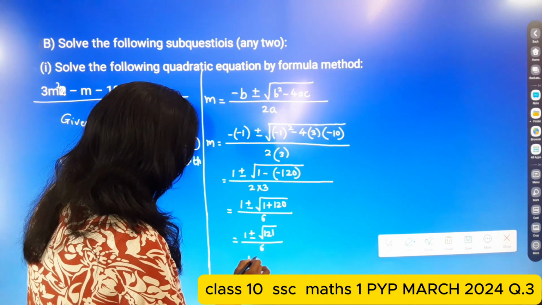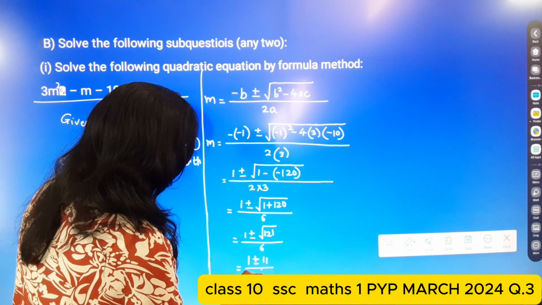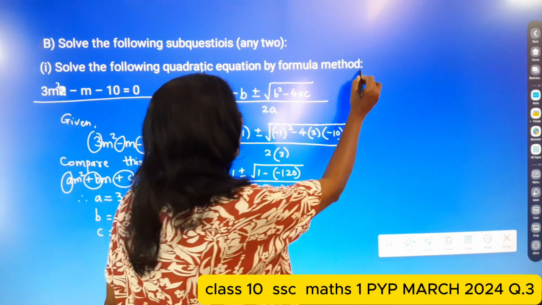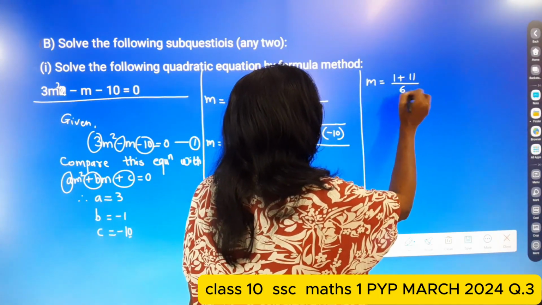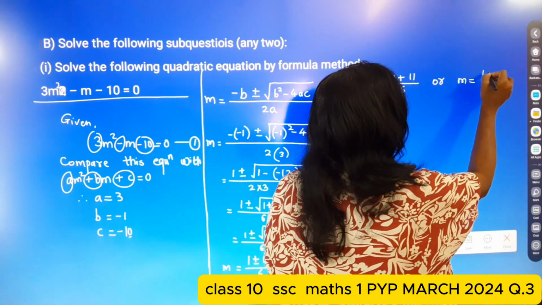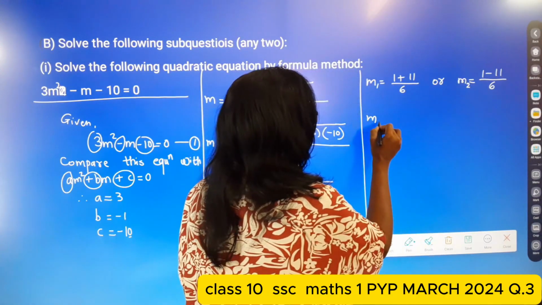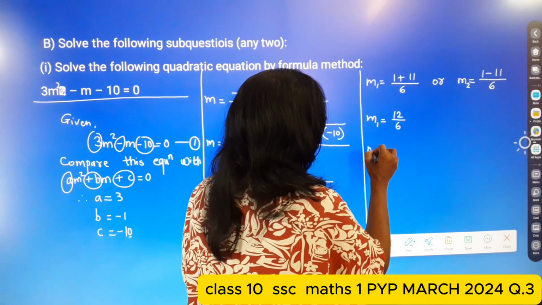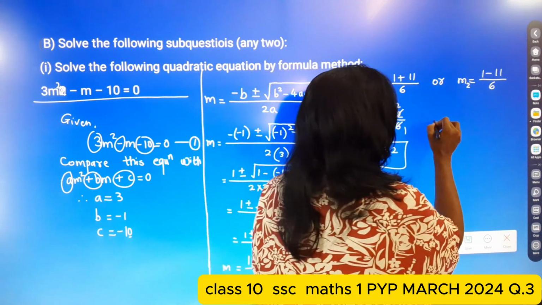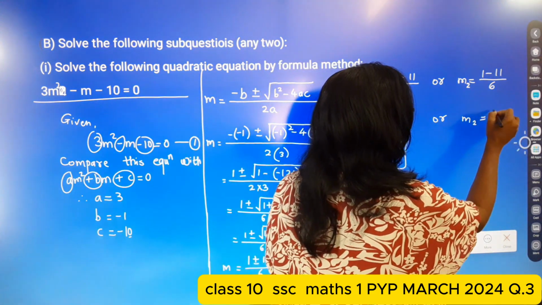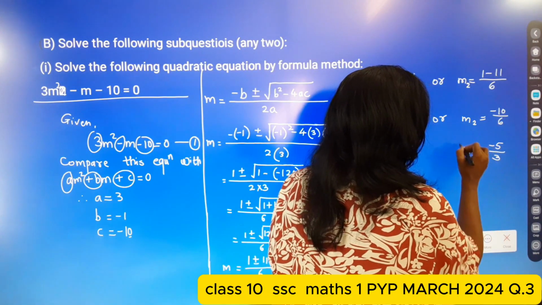So now here, students, 121 is the square of 11, so I write here 11, divided by 6. Now here by separating, m is equal to 1 plus 11 upon 6, or m is equal to 1 minus 11 upon 6. So that means we can write m1 and m2. So m1 is equal to 12 upon 6, that means m1 is equal to 2. Okay, students, 6 twos are 12. And m2 is equal to minus 10 upon 6, and that means m2 is equal to minus 5 upon 3, since 2 fives are 10, 2 threes are 6.